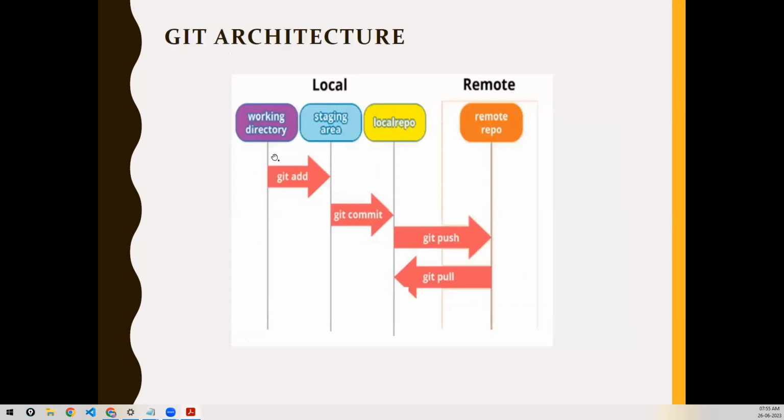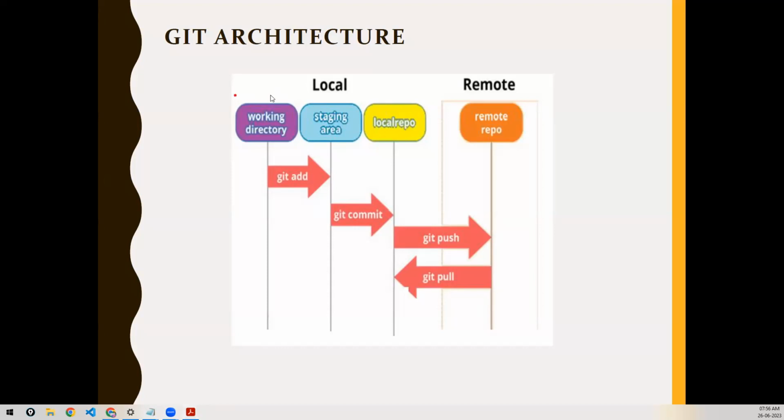Now that we understood the architecture of version control systems in general, every version control system will fall into either of these two categories. Then let's talk about the architecture of Git in particular. It follows the same, but the terminology and the layers may be different. So let's talk about the architecture of Git now.